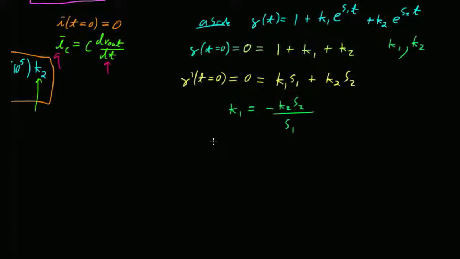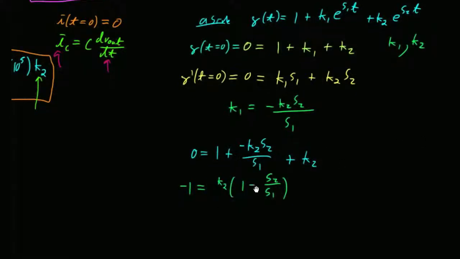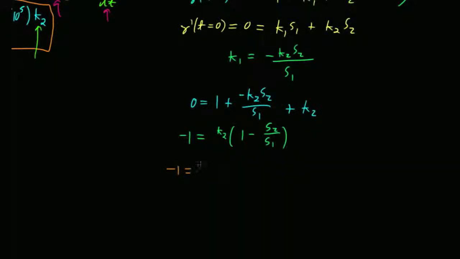Now I'm going to take that, sub it back in here. If I do that, that's going to tell me that 0 equals 1 plus K1, which is minus K2S2 over S1, plus K2. So therefore, let's see if I can combine like terms. Negative 1 equals K2 times (1 minus S2 over S1), which means negative 1 equals K2 times (S1 minus S2) over S1, which therefore means that K2 equals minus S1 over S1 minus S2.